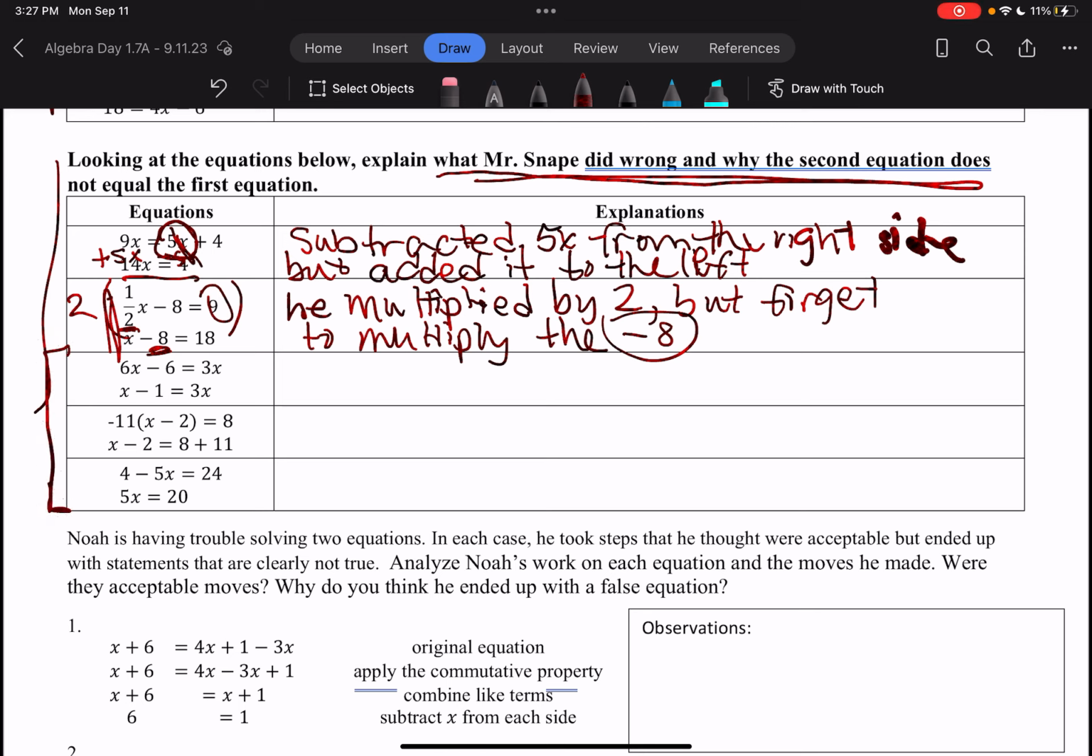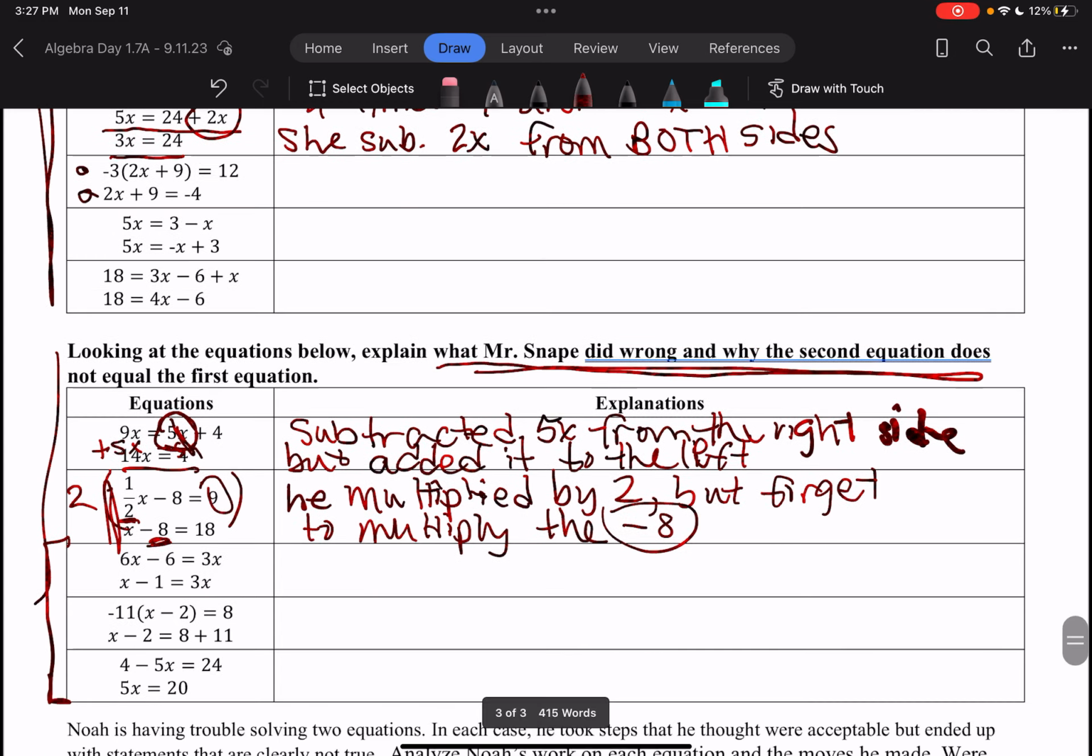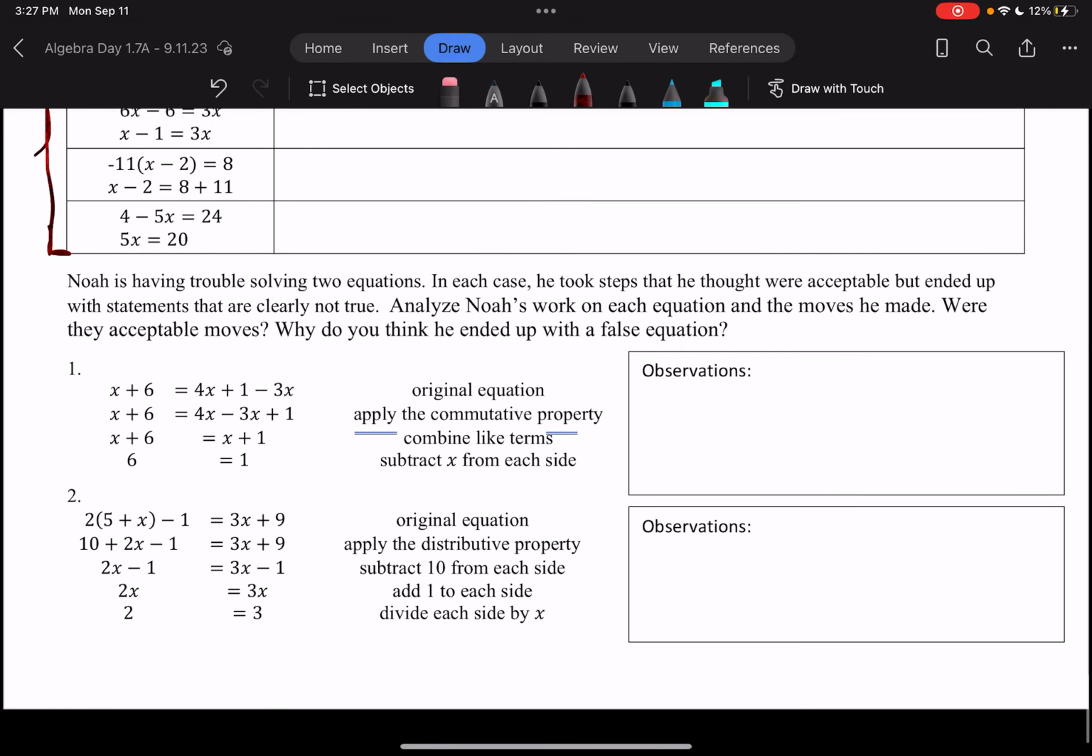All right, so again, your job for the next 3 is to tell me what Mr. Snape did incorrectly that he was not allowed to do, whereas up above, you're telling me what I did that was correct, that was allowed to happen as a legal move to get from one equation to the next.